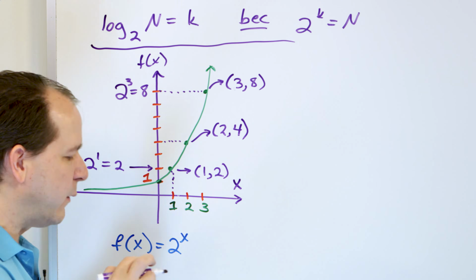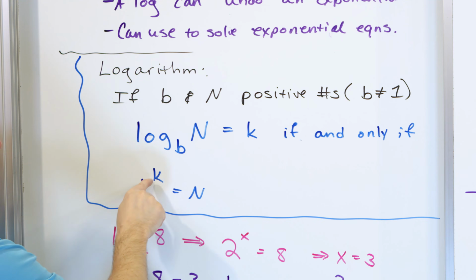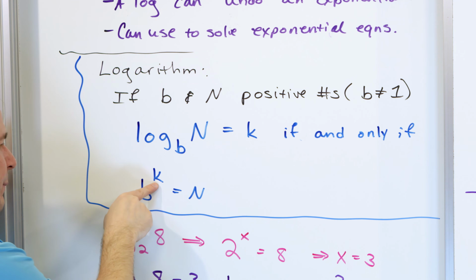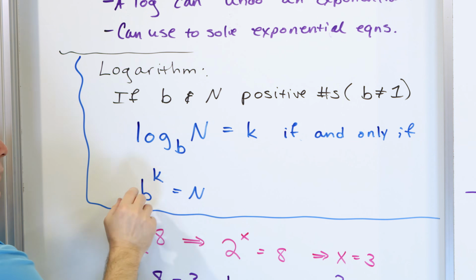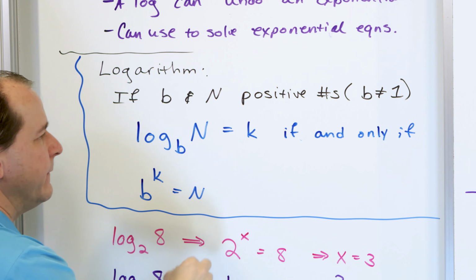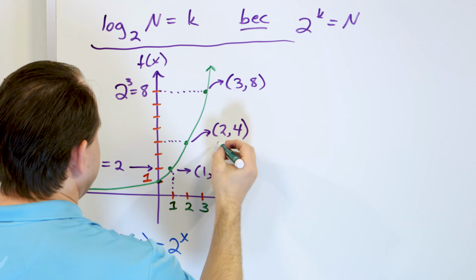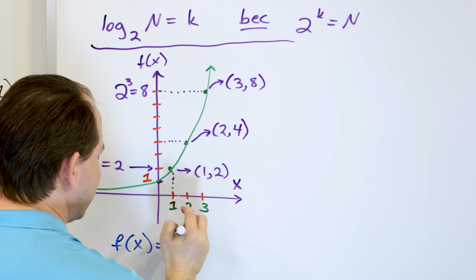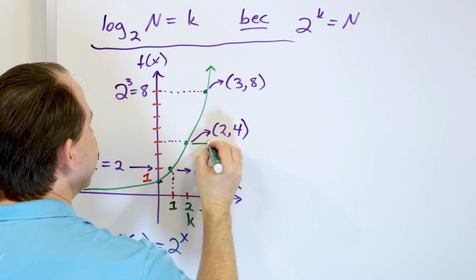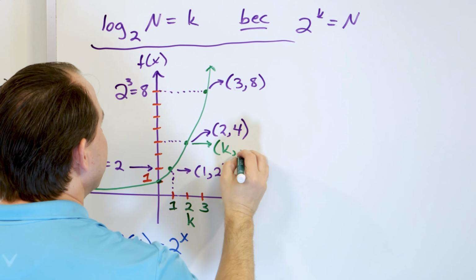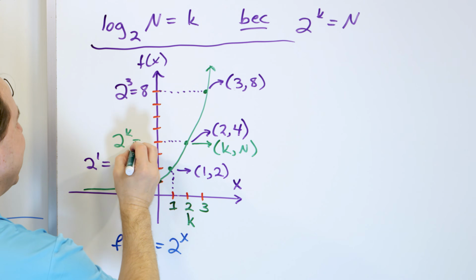But what I want to do is introduce this notation. Notice over here I have b to the power of k is n. The k is the exponent. The base is b. n is the number you get out that the exponential calculates. So what we really have here is, and I know it's really the number 2, but I'm going to put the letter k underneath it. So really this thing is going to be something like k comma n. Why? Because 2 to the power of k was equal to n.